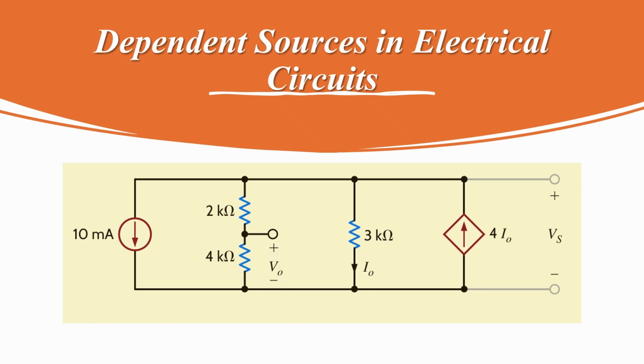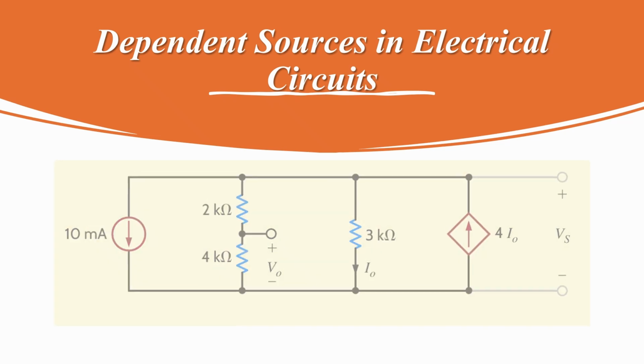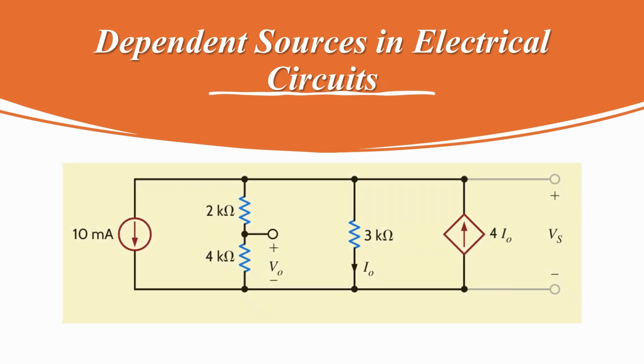Have you ever looked at a circuit diagram and wondered why some sources are circles while others are diamonds? That little diamond shape is the secret to understanding how your smartphone, your laptop, and almost every modern electronic gadget actually works. Welcome back, everyone. Today, we are pulling back the curtain on the powerhouse of electronic modeling: dependent sources in electrical circuits.